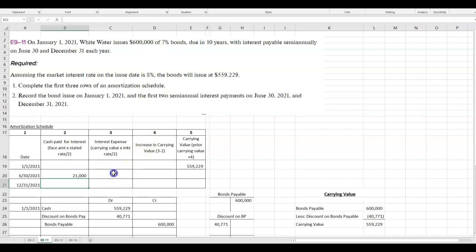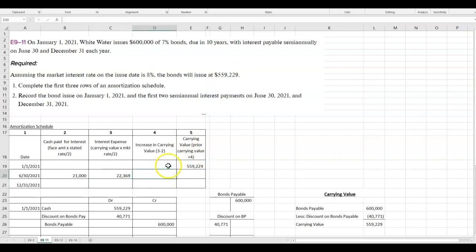The interest expense is based on the market value, which is 8%. Okay, so half of that, because it's 6 months, is 4%. So we're going to take the carrying value times 4%. This one, you take the face amount times half the rate. For the interest expense, you take the carrying value, which is right now 559,229, times 4%.